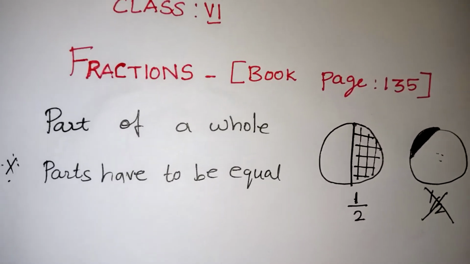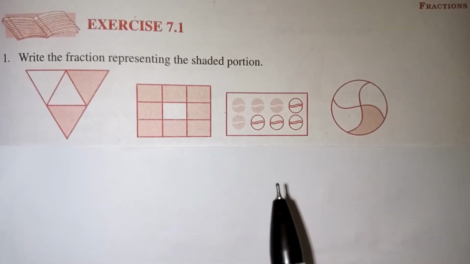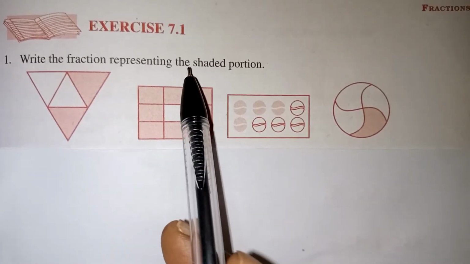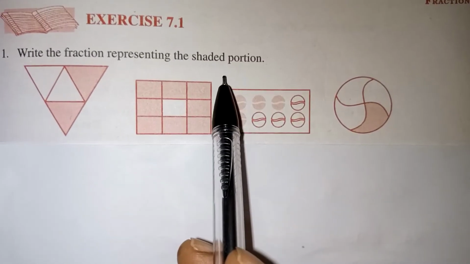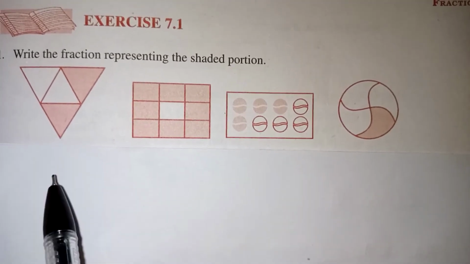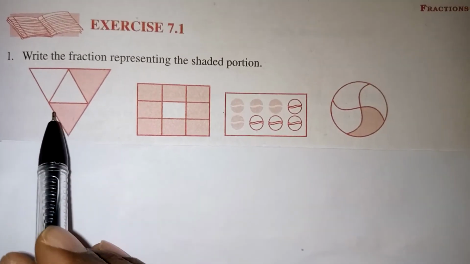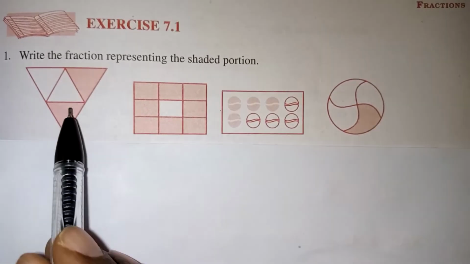Now we'll go on to the exercise. Look at this one, children. This is our exercise number 7.1. Our question is, write the fraction representing the shaded portion. So how many portions are shaded? That fraction I am going to write here. Before writing, we need to check how they are divided, whether the parts are equal or not.